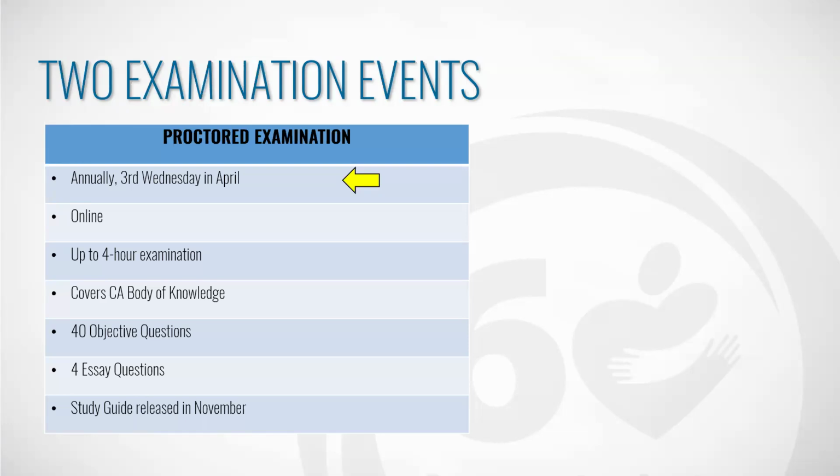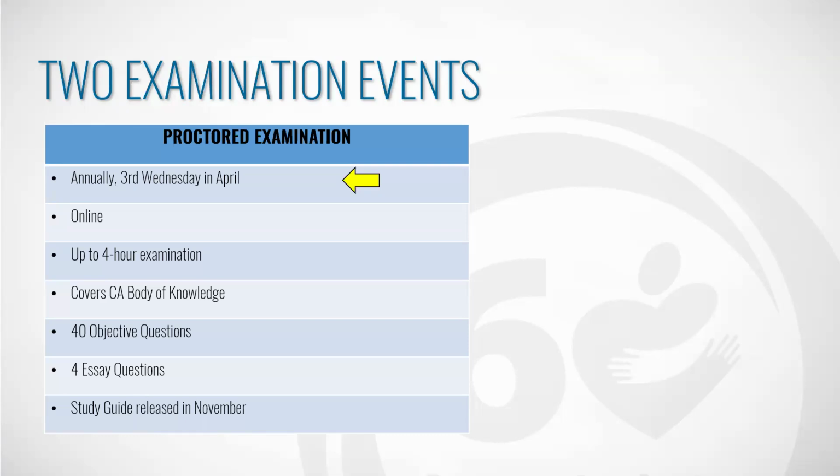You have up to 4 hours to complete the proctored exam. Everything on the exam is covered in the community action body of knowledge. So it's not as though we can just pluck a topic out of the air, write a question, and put it on the exam. It has to relate back to something that's in that basic skill set that community action leaders need to know that's outlined in the body of knowledge.